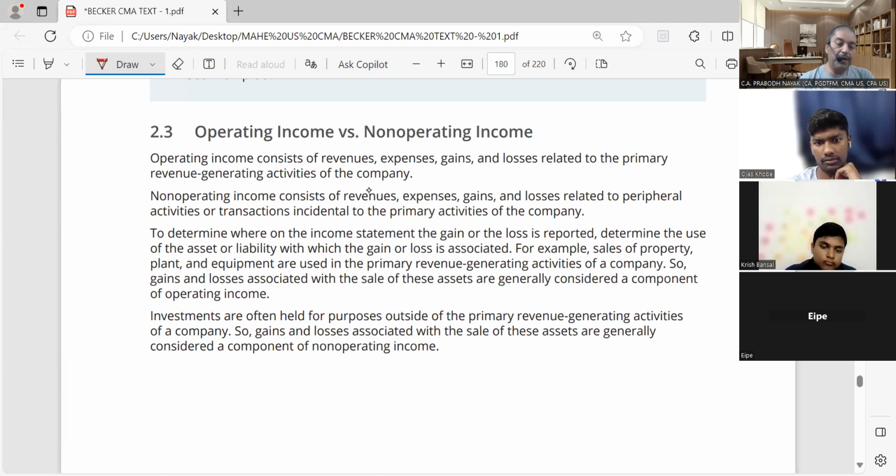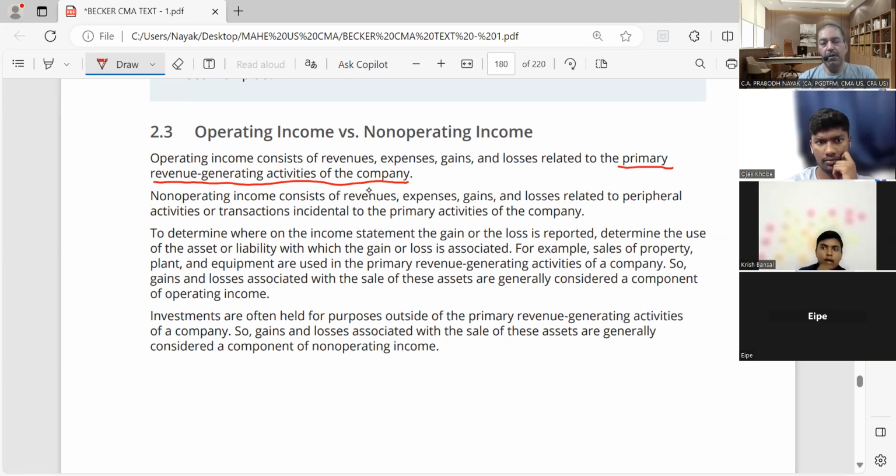Operating income versus non-operating. Operating income consists of revenues, expenses, gains and losses relating to the primary revenue generating activities of the company. So whenever we say operating income, it means all those activities which are involved in the purchase and sale of goods or manufacture and sale of goods. Non-operating income consists of revenues, expenses, gains and losses related to peripheral activities or transactions incidental to the primary activities of the company. That means the side activities, you can say, or the secondary activities.